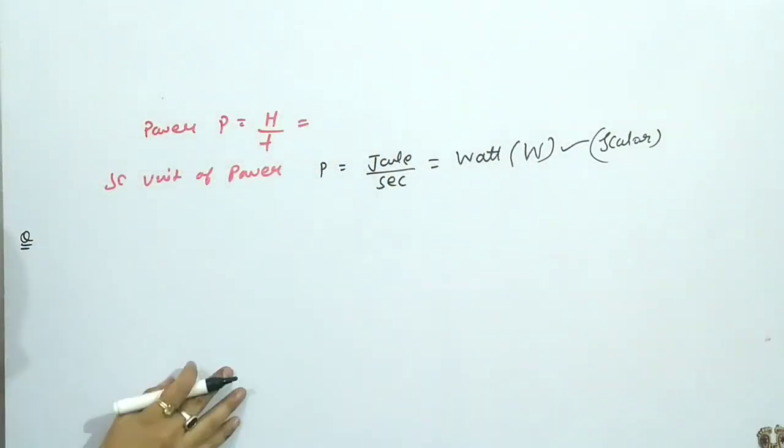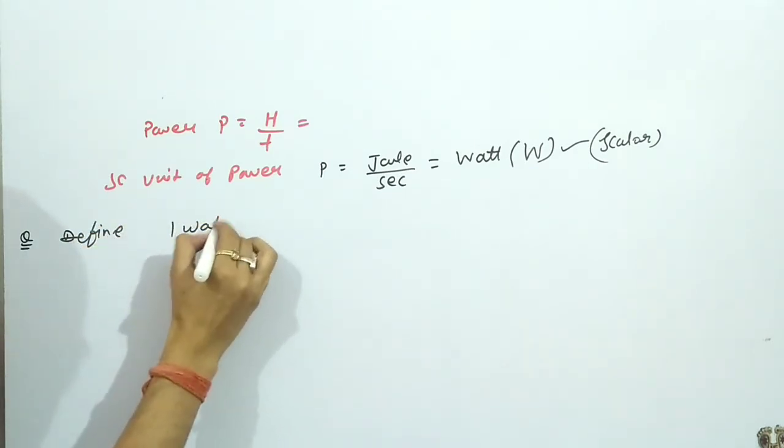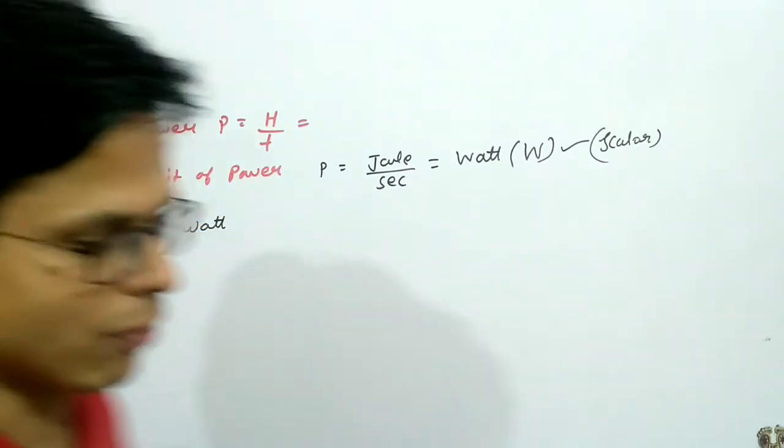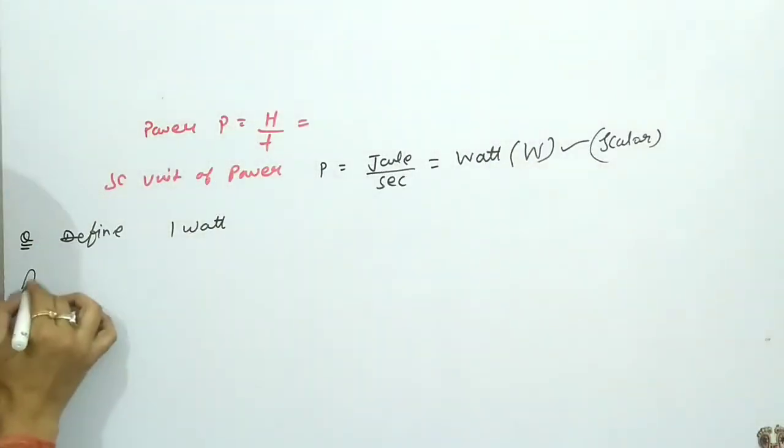Its unit is watt. Now, the question is: define 1 watt. Your task is to define 1 watt. What is 1 watt? You can write different definitions. See, power P equals, how do you write the answer?